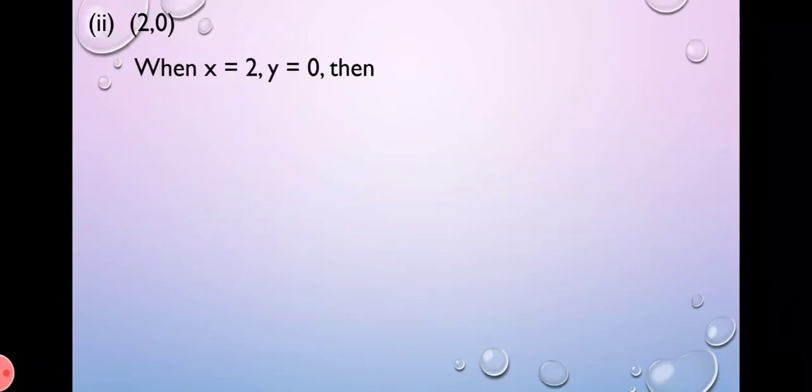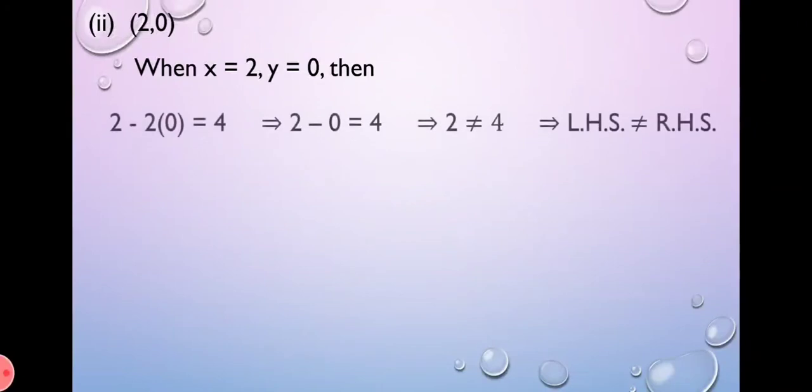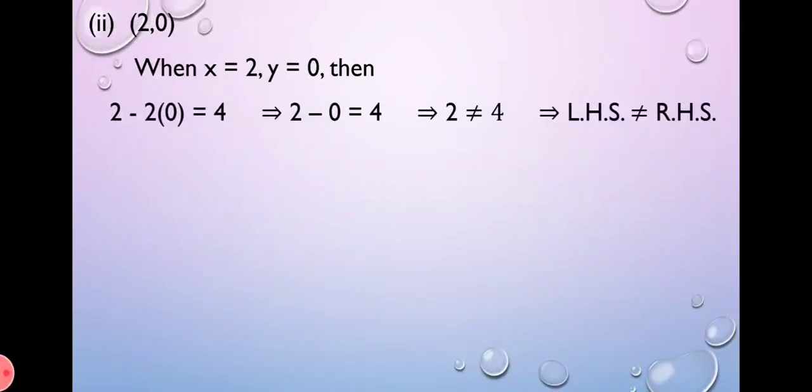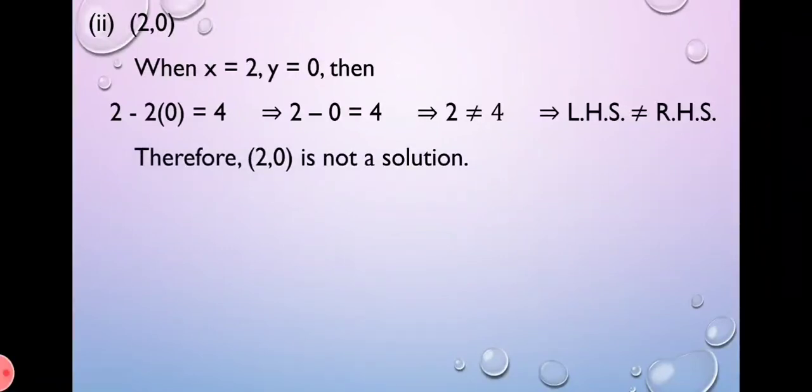Next pair is (2, 0). Again, the value of x is 2 and y is 0. When we put the values of x and y in the given linear equation, we get 2 minus 2 into 0 equal to 4. Further solving, 2 minus 0 equal to 4, that is 2, which is not equal to 4. Here again left hand side is not equal to right hand side, therefore (2, 0) is also not a solution of the given linear equation.